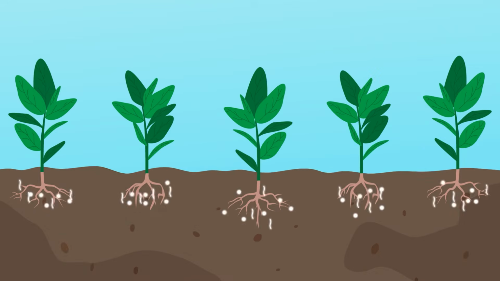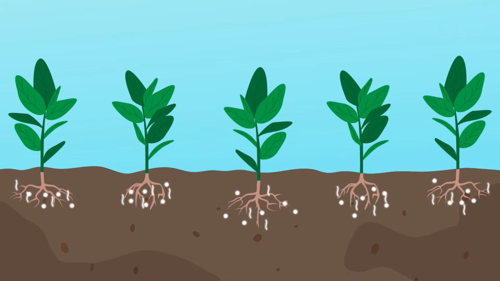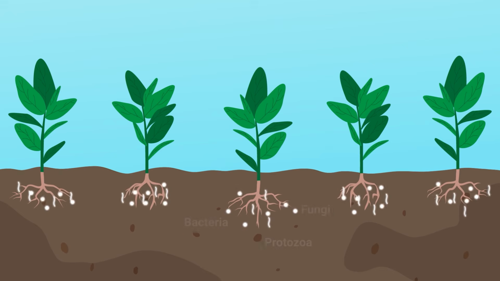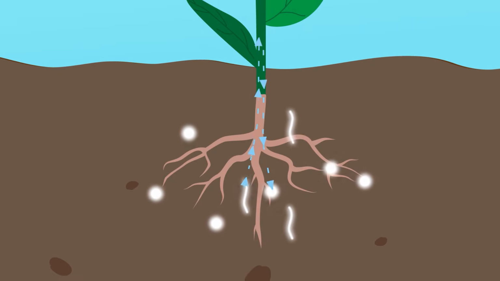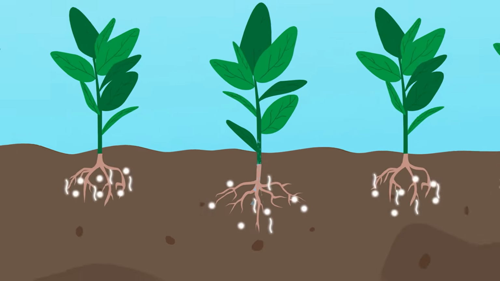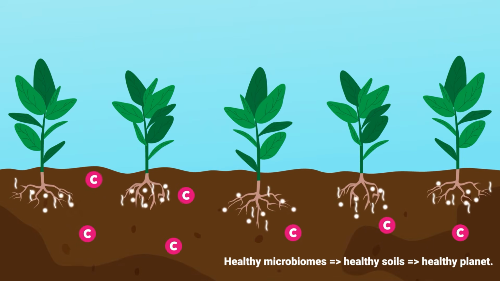So, what are beneficial soil microbiomes? Soil microbiomes are vast communities of bacteria, fungi, and other tiny organisms living underground. Around plant roots, they recycle nutrients and protect plants from stress and disease. Their activity also locks carbon in the soil, supporting fertility, food security, and climate balance.